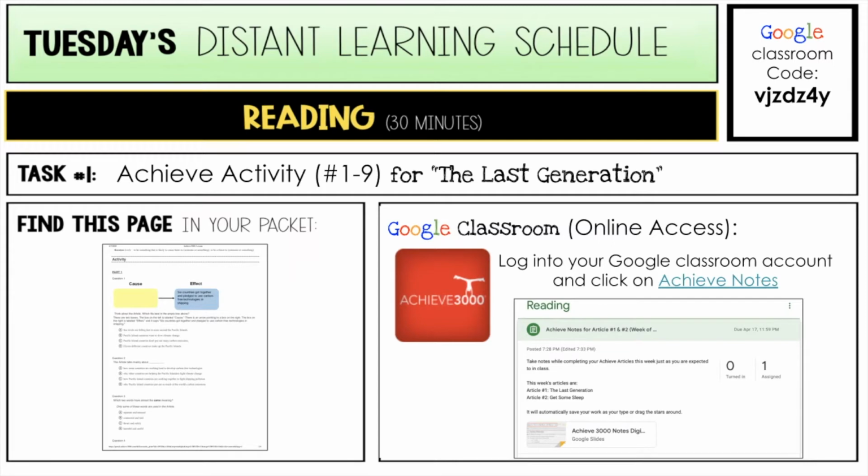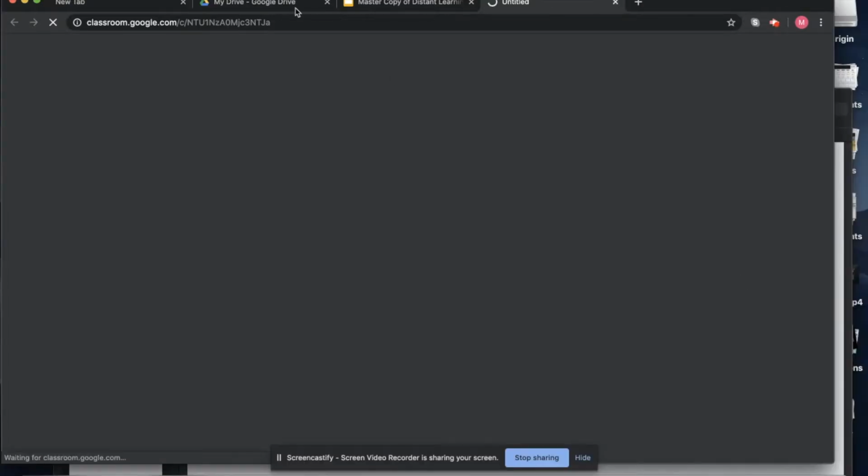So that first article is The Last Generation. And if and when you get your packet, you would see that you would have that activity and it has that cause and effect at the top. What I am going to do for you right now is I'm going to go into Achieve and I'm actually going to read you the article that is in your packet. I have posted the packet on Google Classroom, and hopefully I can get that up for you here.